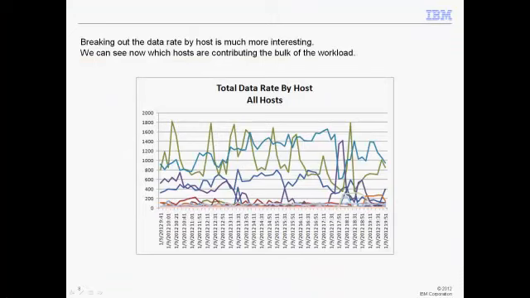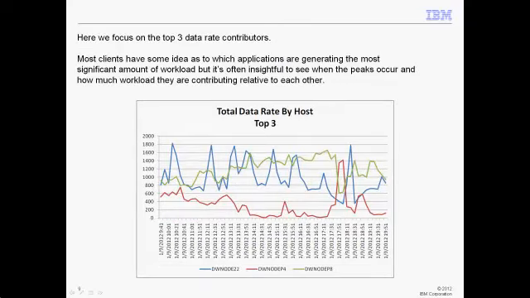Now, let's look at the by host report we created. There are several hundred hosts contributing to that 4.5 gigabytes a second we saw in the by volume report. But now we can see only a small number of the hosts are contributing the bulk of that workload. On the next chart, we focus on the top 3 data rate contributors.